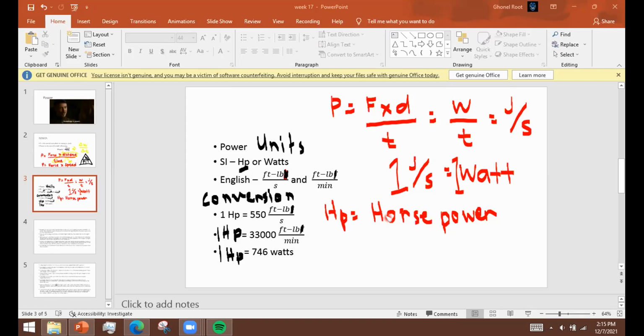Next, sa English, technically, basic lang siya. Foot-pound per second and foot-pound per minute lang yan. Okay? Technically, we don't have inch-pound kasi sobrang liit na nun. Pero ayan, foot-pound per second and then foot-pound per minute na lang yon.